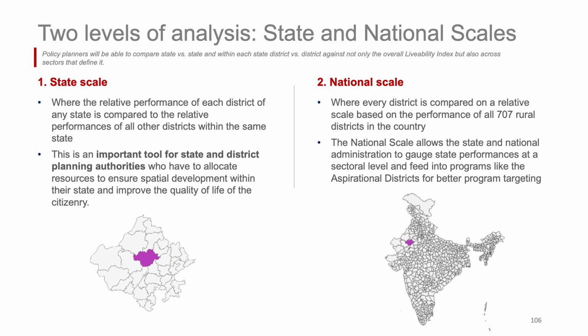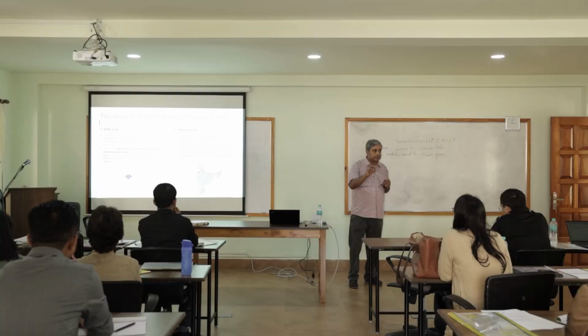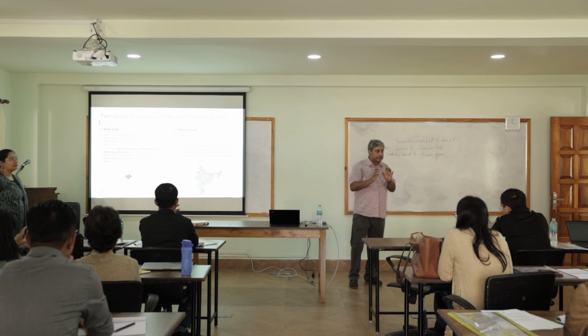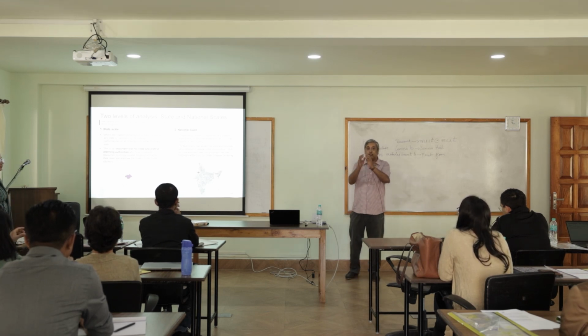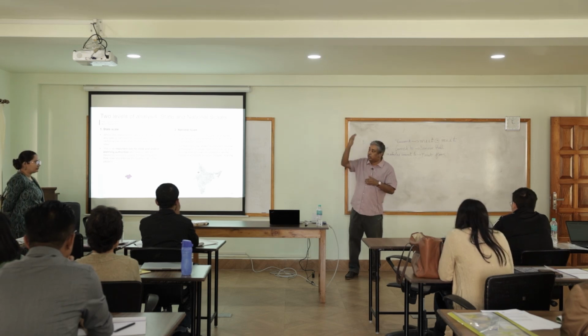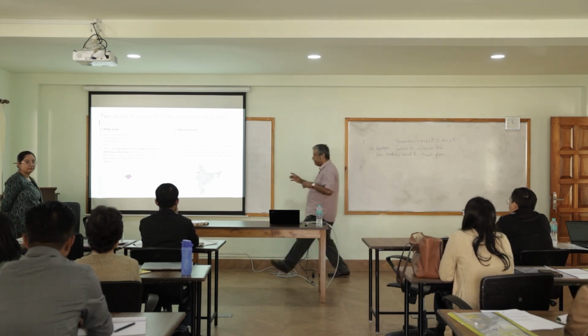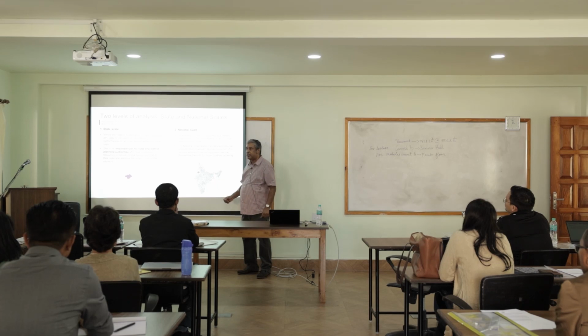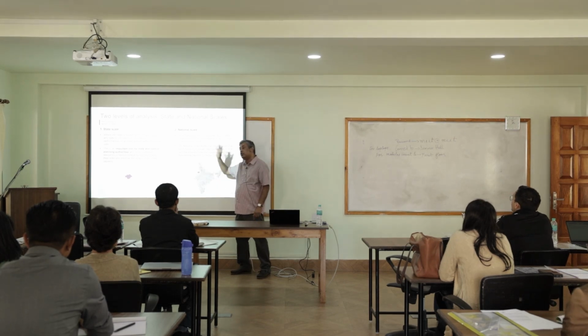We found out there are 707 rural districts in the country. Rest of them are all urban districts. So, there is something called a national scale, where your rank or your marks is compared with all the other 706 districts. Total of 707 districts: how you have scored or what is your rank vis-a-vis all the other 707 districts. So, this is the national scale. Suppose this particular district's rank is 432. So, this is 432 out of 707, right?